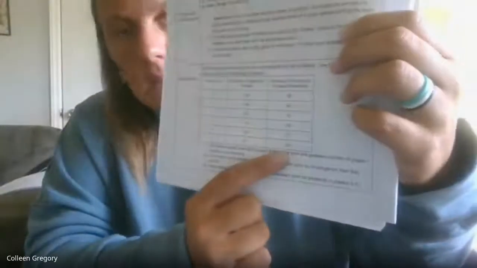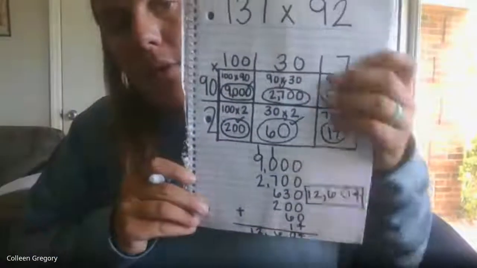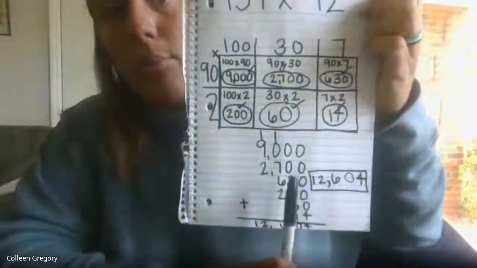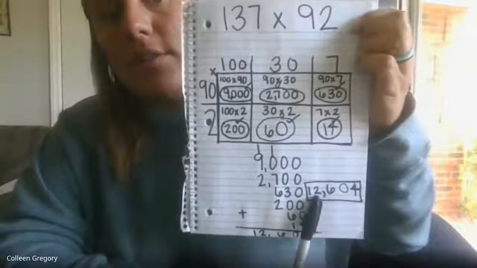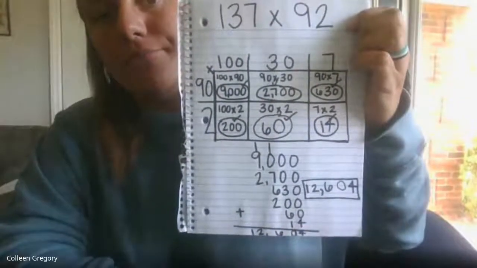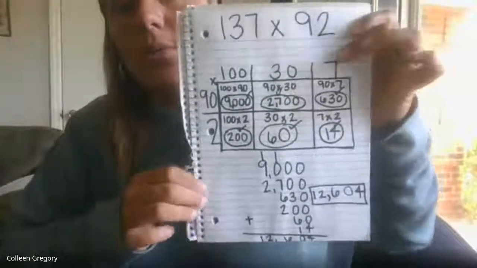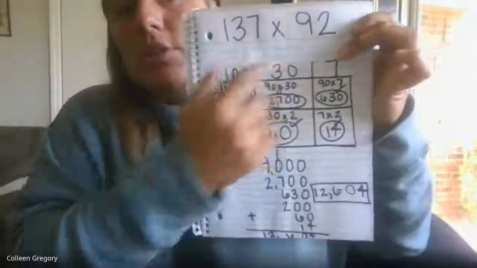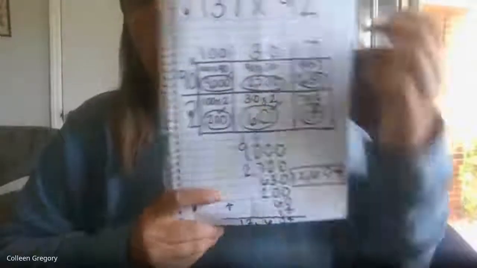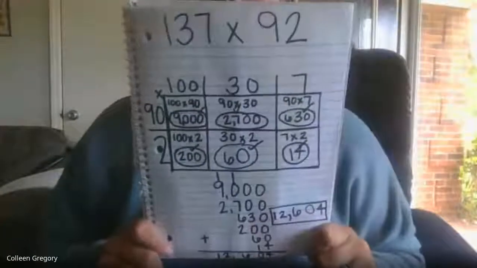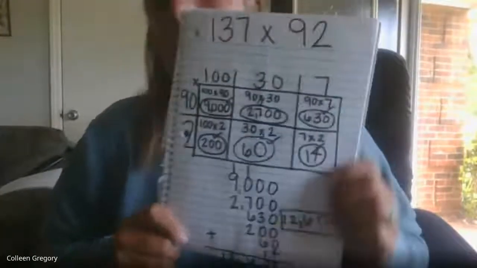Okay. We multiplied 137 times 92 using the area model, and we should have gotten an answer, or a product, of 12,604. That is how you solve multiplication with a 3-digit times a 2-digit number using the area model. Now you can use this with 2-digit by 2-digit, 1-digit by 2-digit, anything like that to help you.